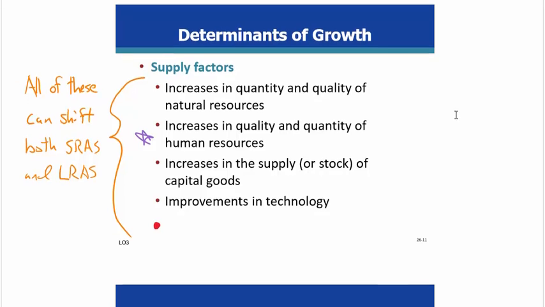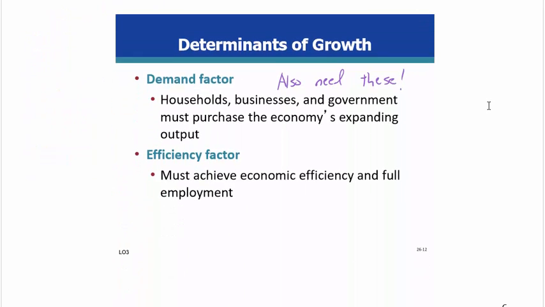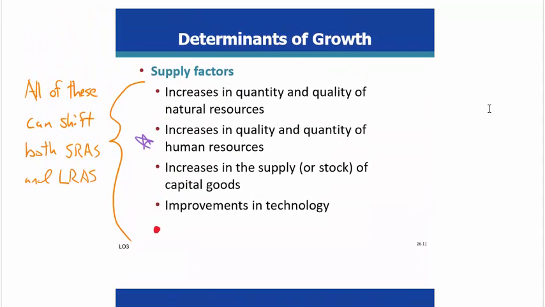This next page is probably going to be the most important page of your PowerPoint. It has the determinants of economic growth and the supply factors as well as the demand factors and this one other efficiency factor. But I really want to spend a couple minutes on the supply factors. And so you've seen this list before. These are all the things that can shift the short-run aggregate supply curve and the long-run aggregate supply curve, and you saw those back before spring break.